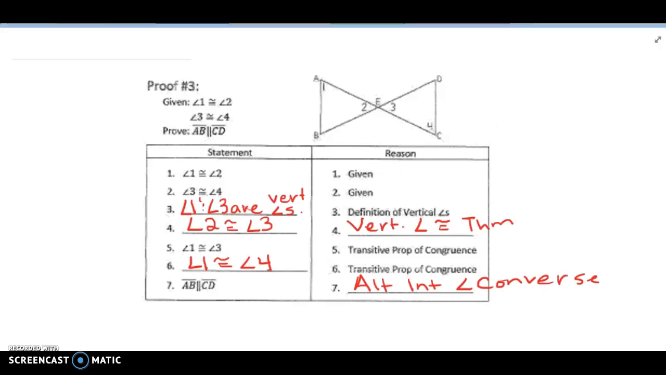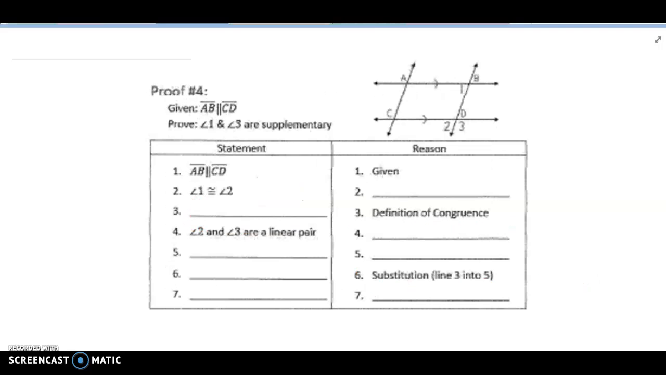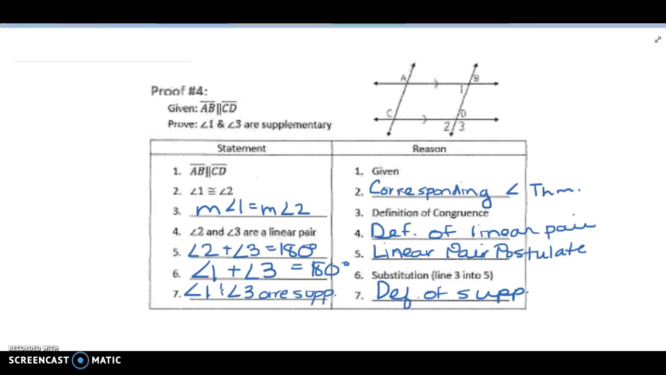All right, guys, this is what you should have gotten for proof number 3. All right, last one, guys. This is proof number 4. Once again, go ahead and try to do this one on your own, and then I'll go through it and we'll go over the answers. All right, guys, this is what you should have gotten on this one.